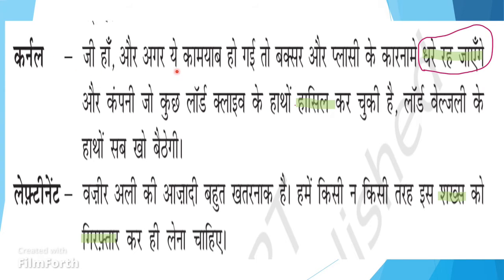Colonel says, yes, and if this wave becomes successful, if the entire Hindustan goes against us, then whatever we have achieved in Buxar and Plassey, the adventures of those wars, will become useless. And whatever the Company has achieved through the hands of Lord Clive, it will lose through the hands of Lord Wellesley. Now children, just imagine, they have invaded another country, trying to capture its property and people, and they are talking as if it is their own thing which they are losing.